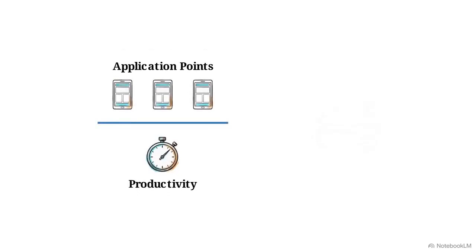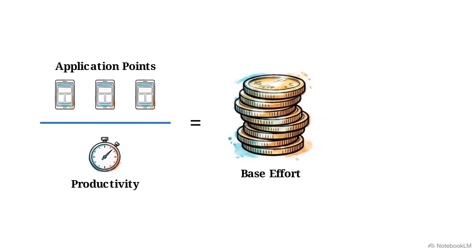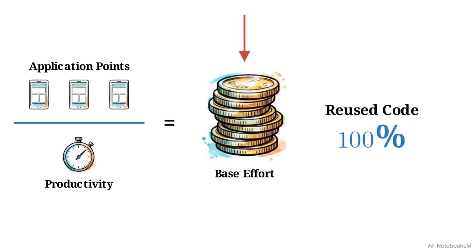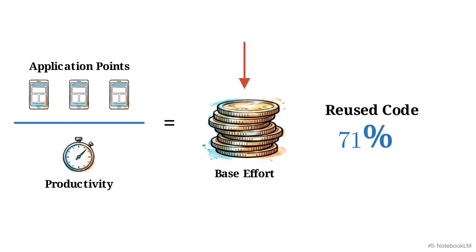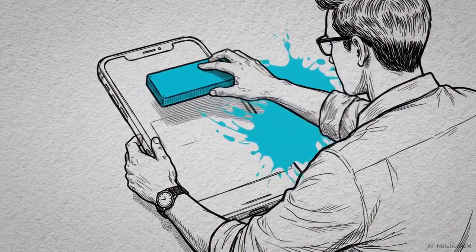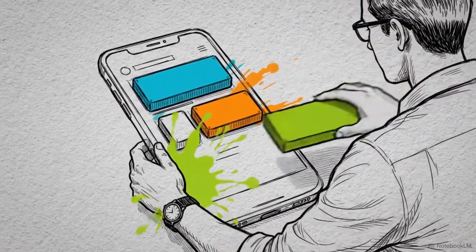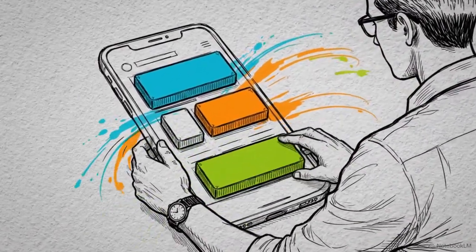To calculate the base effort, we divide the total number of application points by a standard developer productivity rate. We then adjust that initial calculation downward based on the estimated percentage of code that the team expects to reuse, rather than write from scratch. This model relies on broad-stroke functionality metrics because the underlying system architecture does not yet exist to be measured.